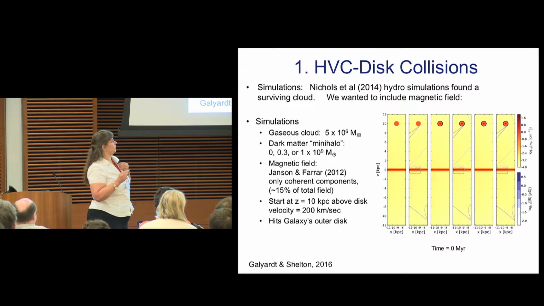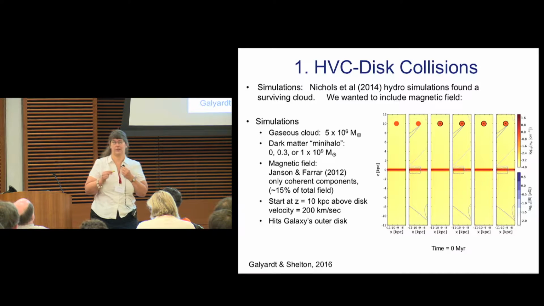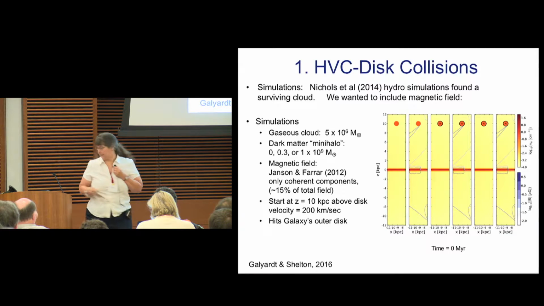These middle 2 have 300 million solar masses worth of dark matter, and the 2 on the far right have 1 billion solar masses of dark matter. All of them are going to fall through the disk. This is a realistic disk, and every other one has a magnetic field following Jansson and Farrar's coherent components of the magnetic field. We weren't able to put in the random components, and so our total magnetic field is actually quite weak.